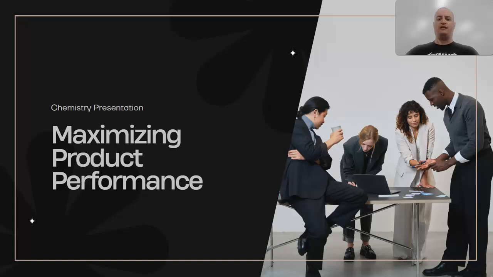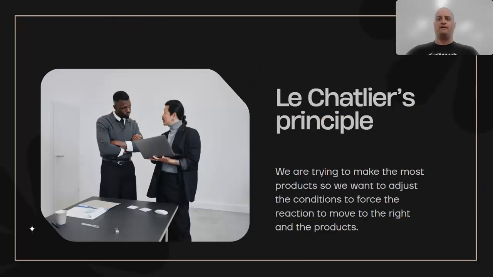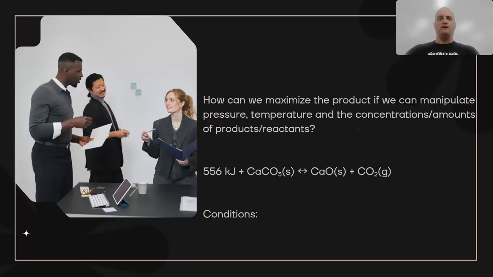All right, now we're trying to get to the basics of what we're trying to do here, maximizing product performance. So in Le Chatelier's principle, we can shift it towards the reactants or towards the products. But unlike many of the industry, we're trying to shift to make more products and less reactants. So we want to adjust the conditions to force it only to the right to make more products. So how can we maximize the product if we can manipulate pressure, temperature, and the amounts of products or reactants?